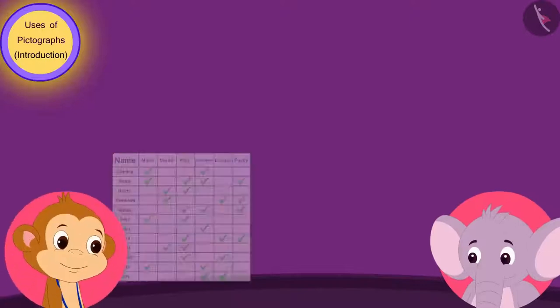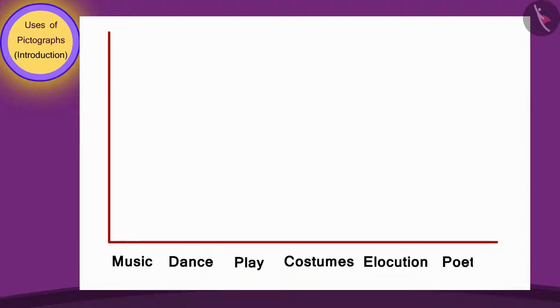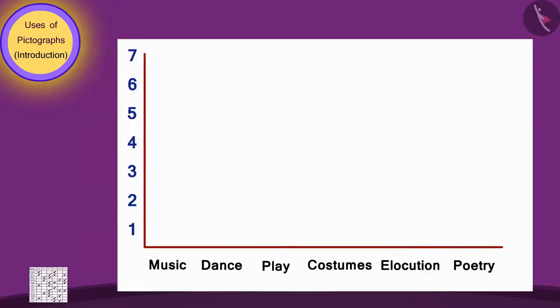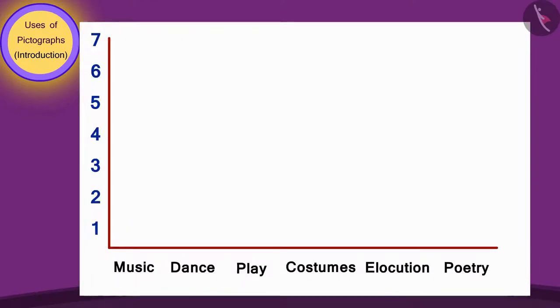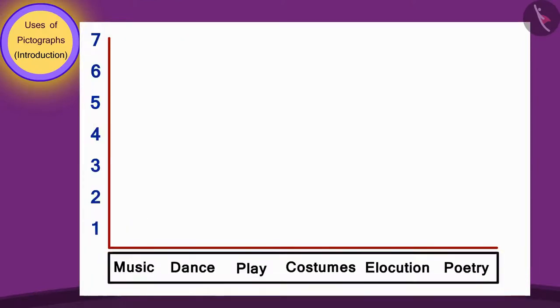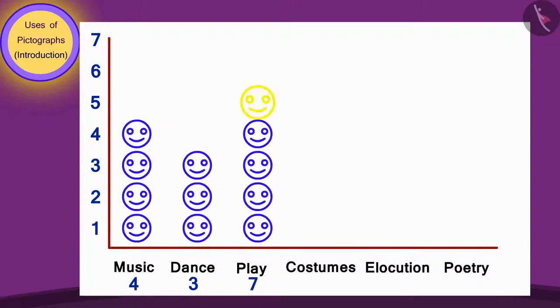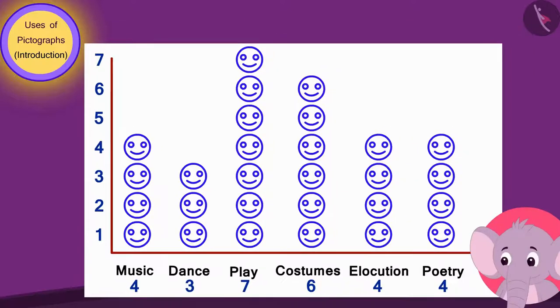Appu saw Babban's table and drew two lines like this on a paper. He first wrote down the names of all the programs near the lower line. Now, Appu once again looked at Babban's table and made some symbols of faces on top of the names of each program and told Babban, "Look, Babban, you can find out how many children have participated in each program with the help of this pictograph."